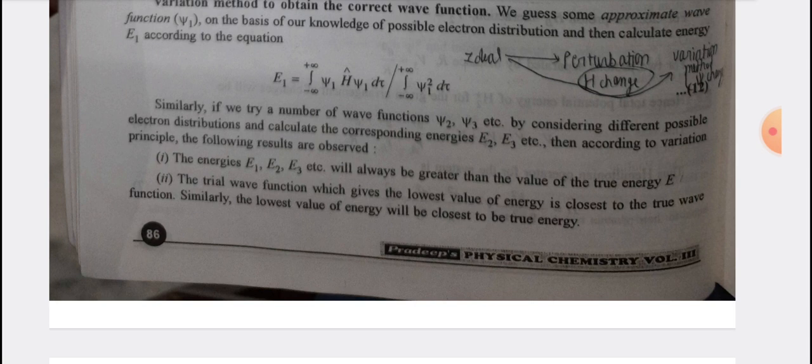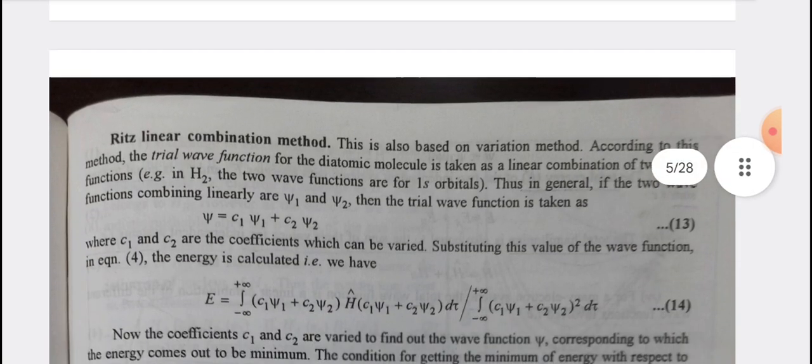Similarly, we try a number of wave functions psi 2, psi 3, etc. by considering different possible electron distributions and calculate the corresponding energies E2, E3, etc. Then, according to the variation principle, the following results are observed. First, the energies E1, E2, E3, etc. will always be greater than the value of the true energy E. Second, the trial wave function which gives the lowest value of energy is closest to the true wave function. Similarly, the lowest value of energy will be closest to the true energy.